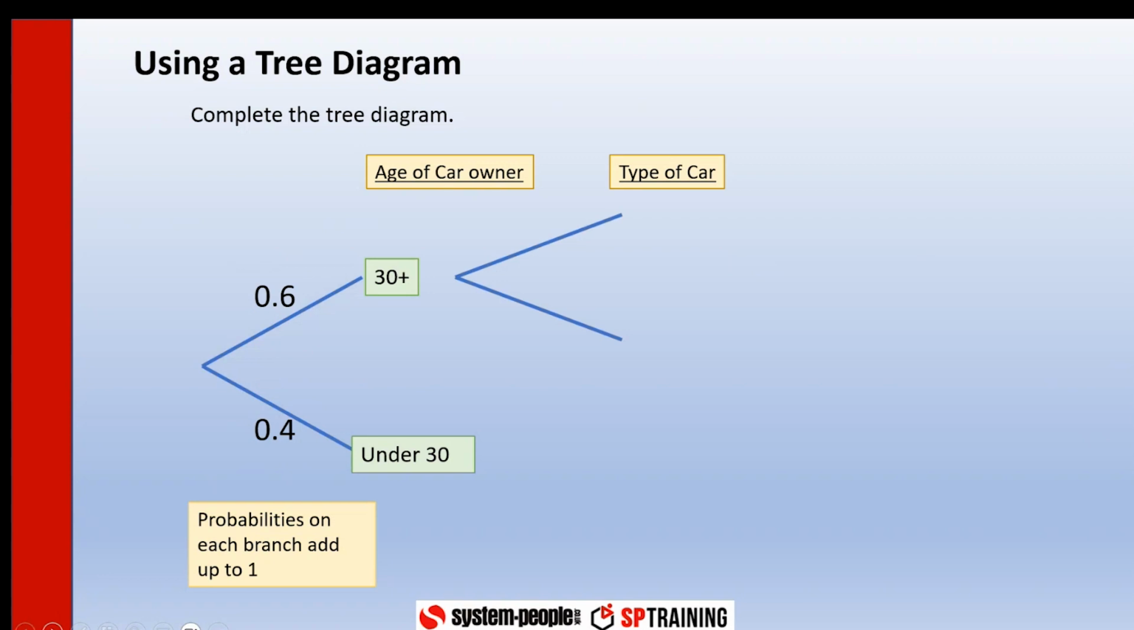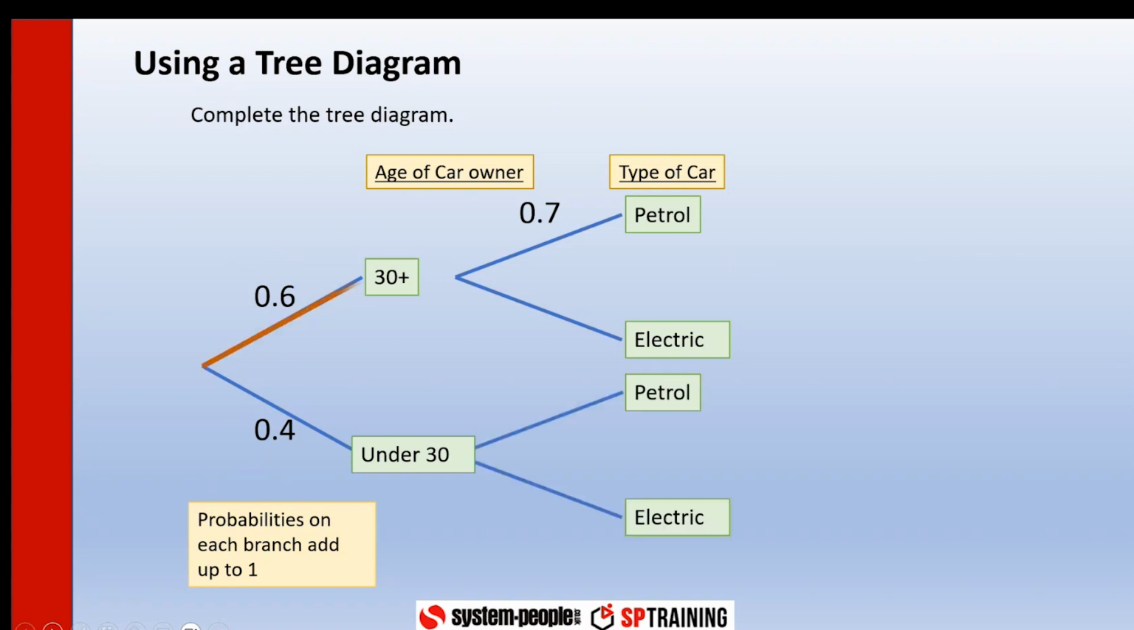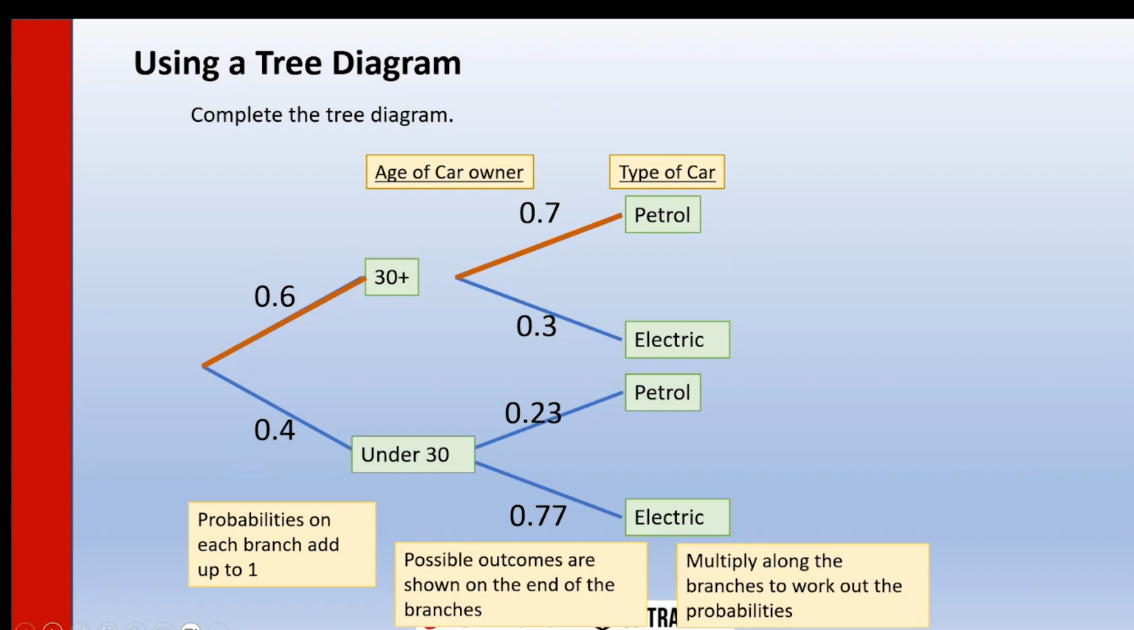And then we branch out into the next bit, the type of car they've got, and we're looking at petrol and electric cars. In this survey of those over 30, 0.7 of them had a petrol car, so 0.3 would have an electric car. And we've done the same with the under 30s. 0.23 of the under 30s had a petrol, and so 0.77 had an electric car. And the thing to note as well is that those add up to 1, each pair of them.